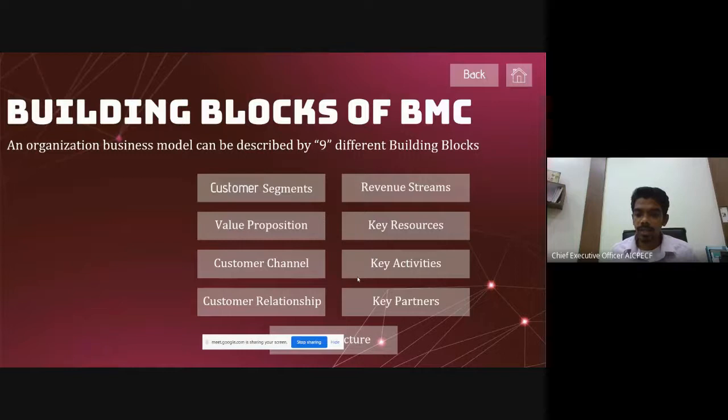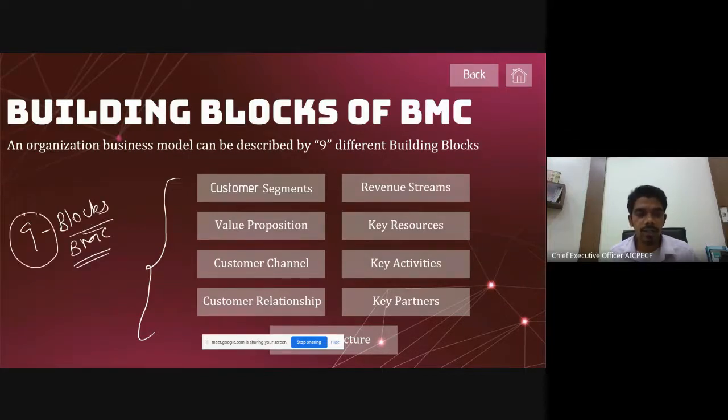The eighth one is the key partners that we are going to see. And the final, ninth one is the cost structure. So these are the 9 basic parameters, or the building blocks, of a BMC. We'll be seeing each block in detail in the next slides.